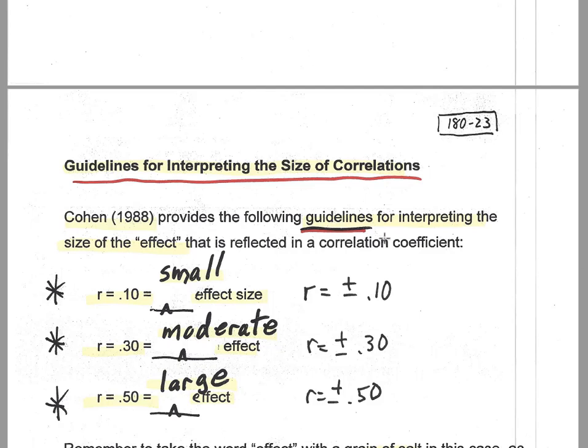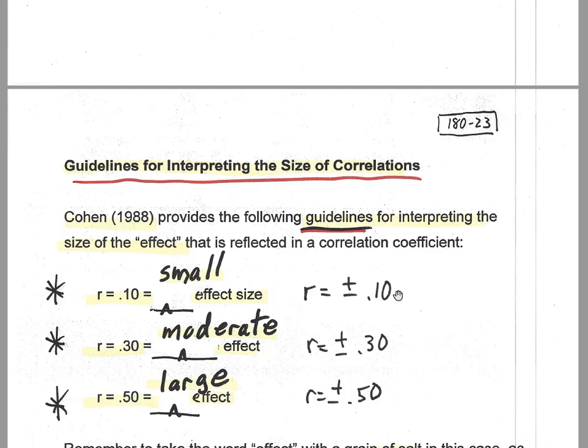Cohen provides the following guidelines for interpreting the size of the effect reflected in a correlation coefficient. If the correlation is plus or minus 0.10, that's the benchmark that Jacob Cohen gives us to label a small effect size.